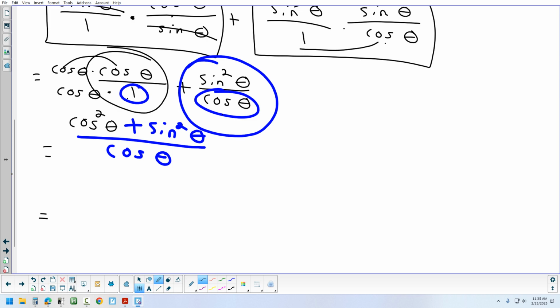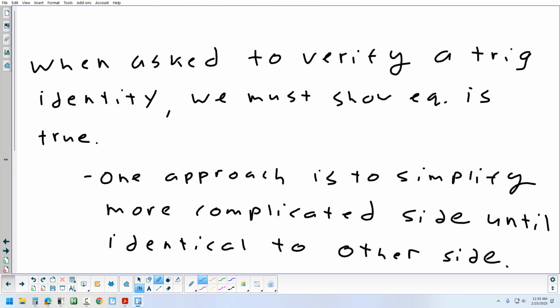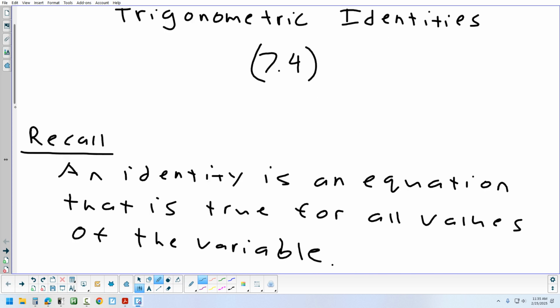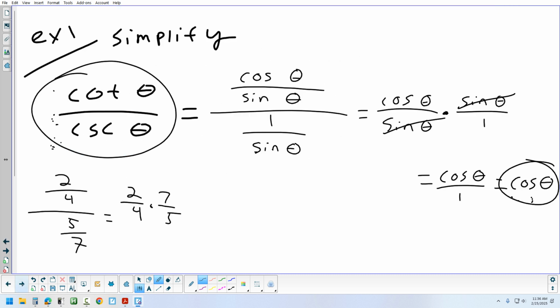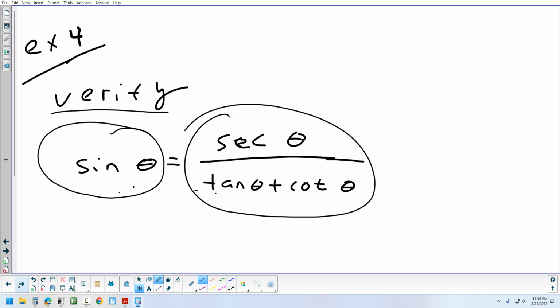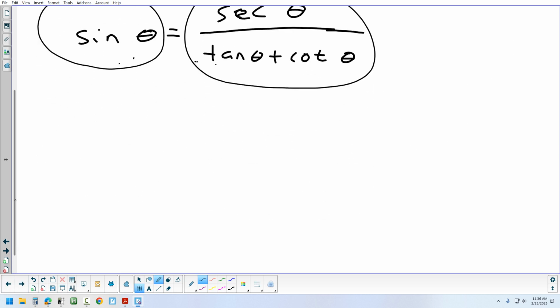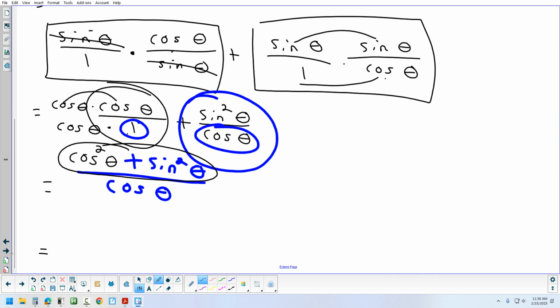Cosine squared theta plus sine squared theta would equal 1. Yeah, look at this top. Cosine squared theta plus sine squared theta. Right there. I have it as sine plus cosine, and we have cosine plus sine. That's the same thing, just the commutative property. When you take cosine squared plus sine squared and add them up, what do you get? You get 1. So that entire numerator turns into 1.